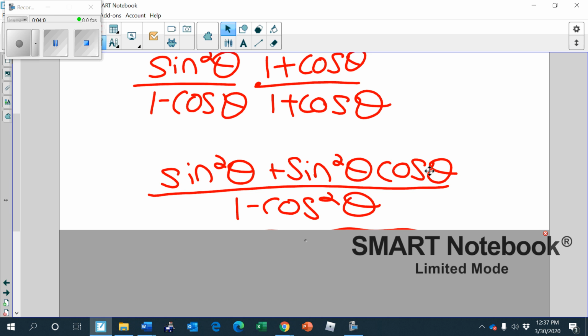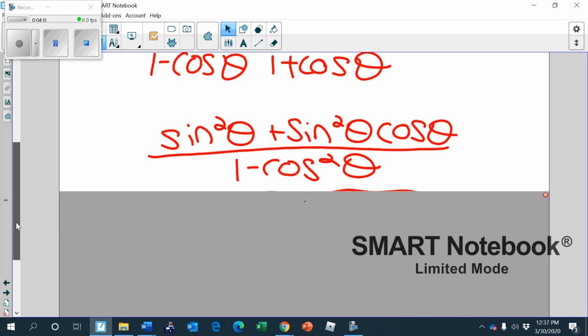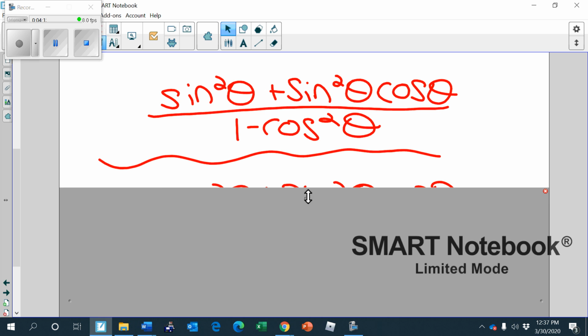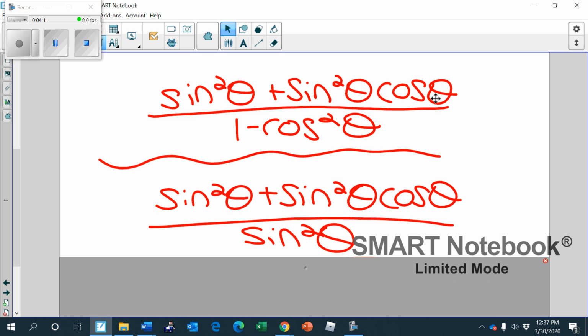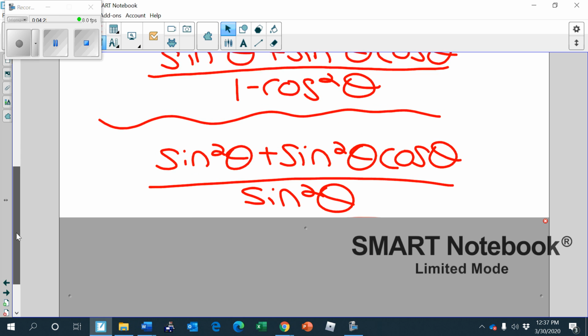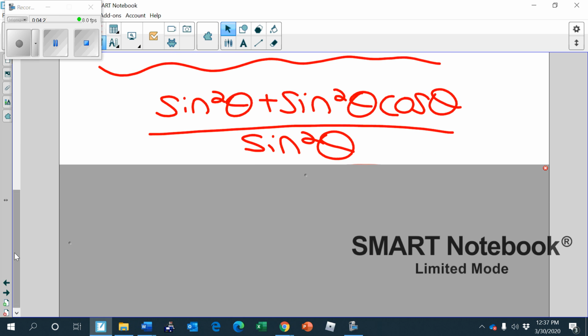Okay, and what is 1 minus cosine squared? You know it. You got this. Sine squared. Great. So now I'm left with sine squared theta, cosine theta. Anything from this numerator to this numerator, all I did from this step to this step was change 1 minus cosine squared to sine squared. Hopefully you're seeing something now that I can do from here.